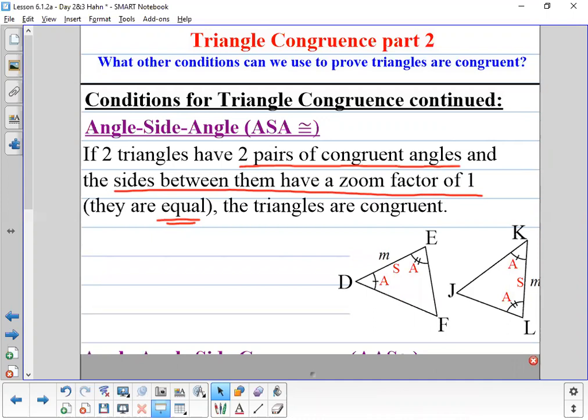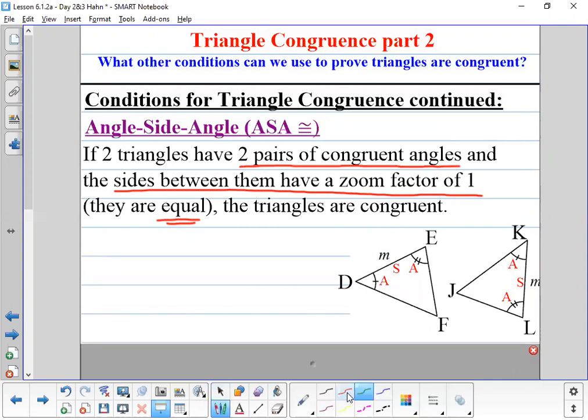Here's a diagram of what that looks like. And just like I've done before, I'm going to highlight the corresponding parts. So I have angle D is congruent to angle K. So there's one of my pairs of angles. I know that these are congruent because they are marked with that congruent notation. Then I have this angle marked with 2 hatch marks. It's going to be congruent to the angle marked with 2 hatch marks here. So angle E and angle L are congruent to each other.